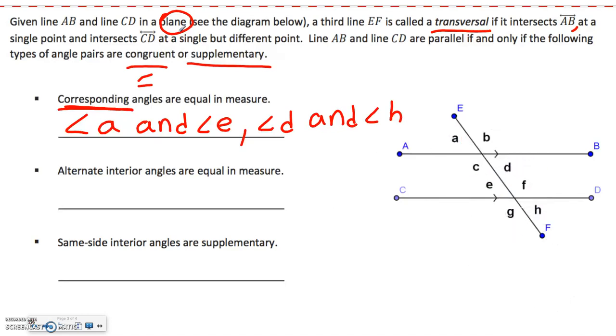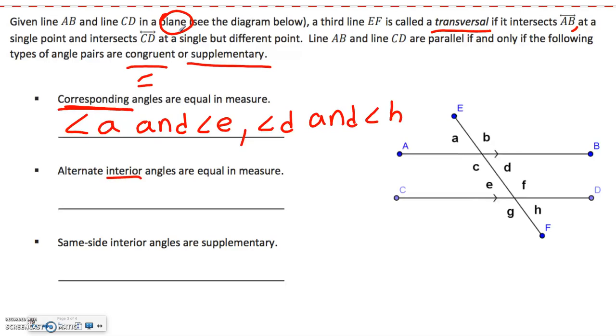Now let's look at alternate interior angles. What are the alternate interior angles? First of all, the interior angles, where are they? Is A an interior angle? Of course not. A is not an interior angle. Is B an interior angle? Definitely not. Neither is G nor H. The interior angles are on the inside. Here, on the inside. Those are the interior angles.